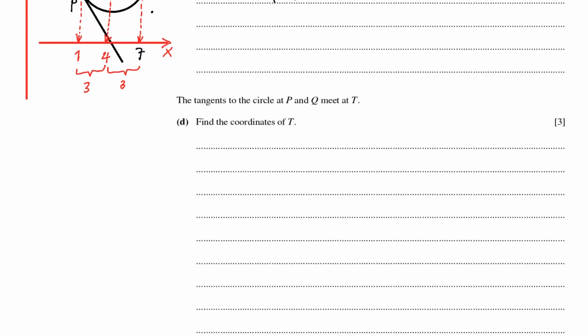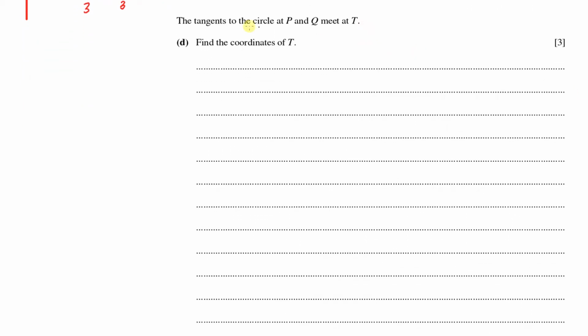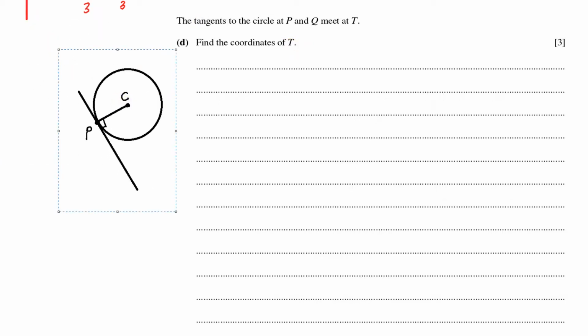Let's go on to part D. The tangents to the circle at P and Q meet at T. Find the coordinates of T. So again, I'm going to use the sketch. Remember, we'd say the point Q can be here. So the tangent to the point Q, which is here, they say it meets the tangent at P at a point T here. So the question is, find the coordinates of T.